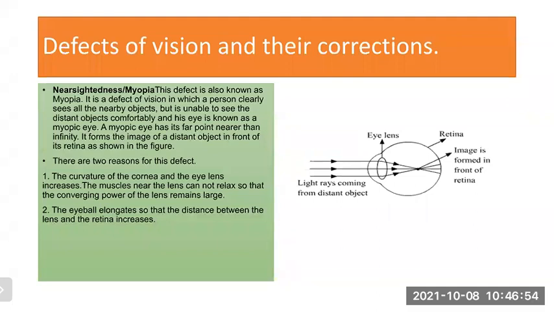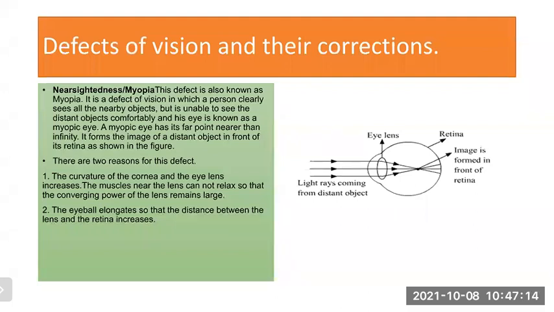So let us study about the first defect, that is nearsightedness or myopia. Okay. What is the defect known as? Nearsightedness or myopia. Now let us see what happens here.